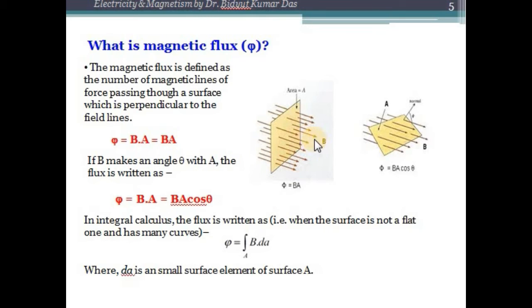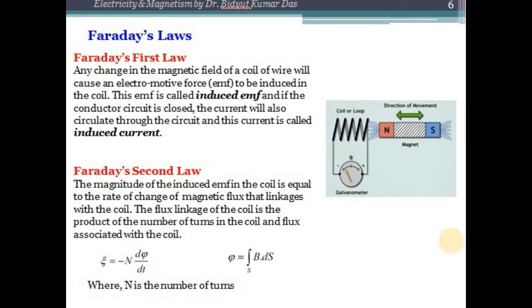Otherwise, if this magnetic field makes an angle theta with the surface area, then the flux can be represented as BA cos theta. On the other hand, in integral calculus, the magnetic flux can be represented like this, where dA is a small elementary surface of surface A.